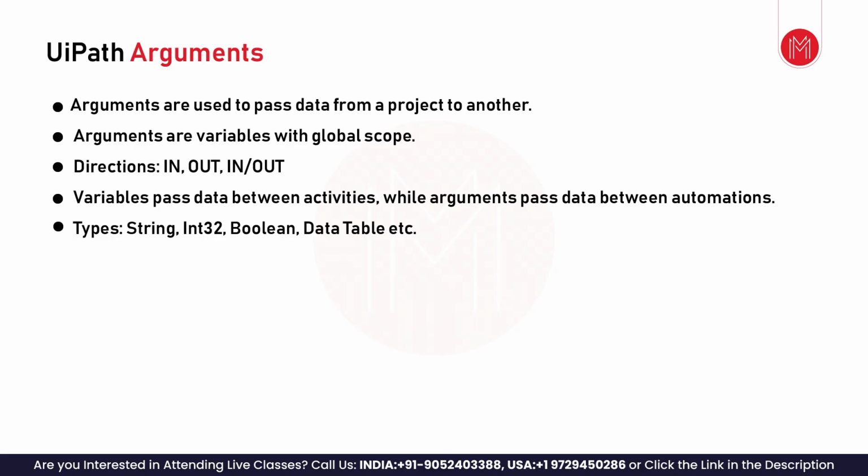What are the various types of arguments available? I have just listed a few here. We have string, integer, boolean. Then if you want tabular data to be extracted, for example, there are many websites which have data in the form of a table. If you want to extract something from that, or you have an Excel file and you want to extract some data from it, you will have to store that data somewhere for us to do some operation. That is where we use the data table. Data table is nothing but data in the form of a table. So this is just a quick overview about arguments.